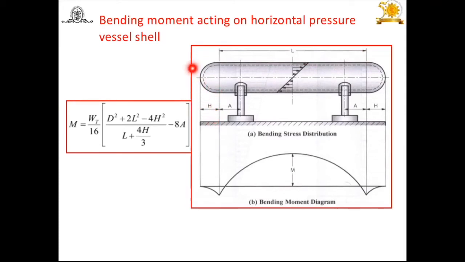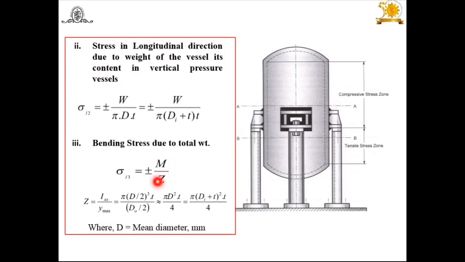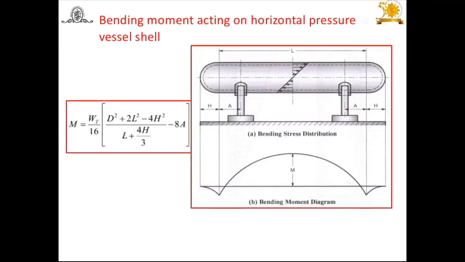By using this we can find out the bending moment in a horizontal pressure vessel shell, that is W_t by 16 in bracket (d square plus 2L square minus 4h square) upon (L plus 4h by 3) minus 8a. A means this distance, H means this distance, the end closure up to the cylinder, and L is the length of this cylindrical shell. By substituting all these values, where W_t is the weight of the pressure vessel and its content, you will get this M. You can substitute this M here. We know the Z, you will get the sigma L3, but this is applicable to horizontal.